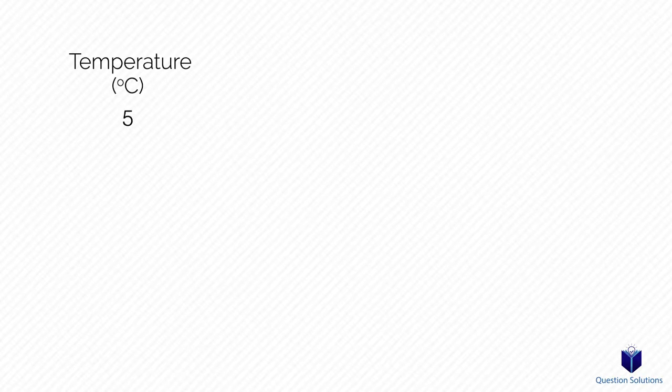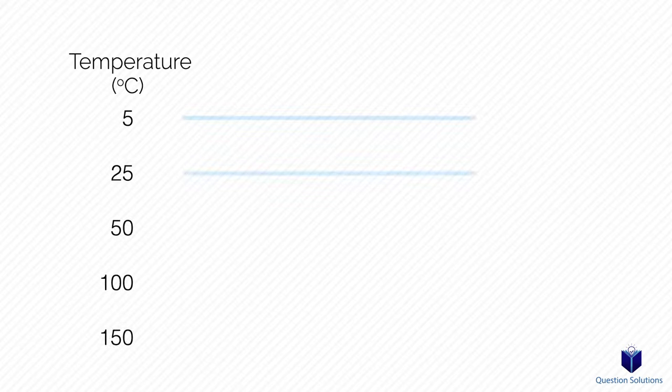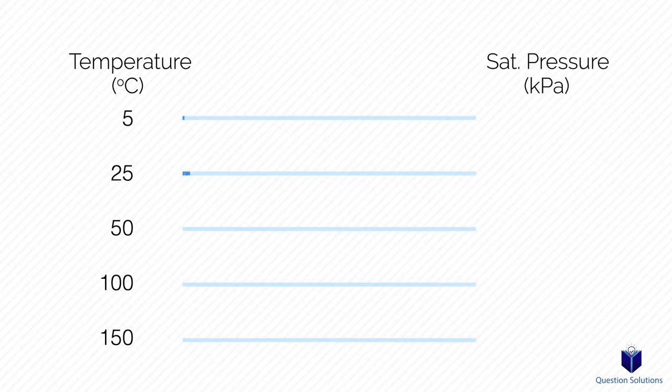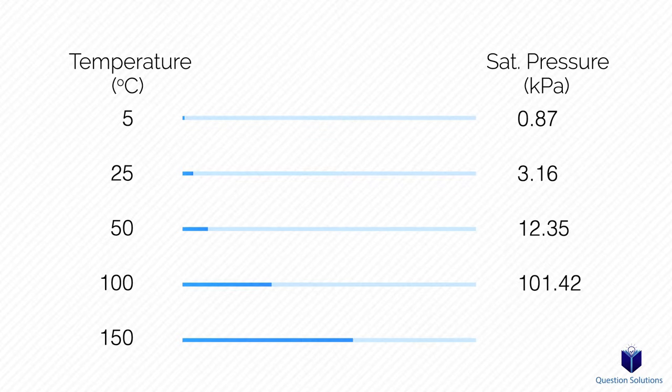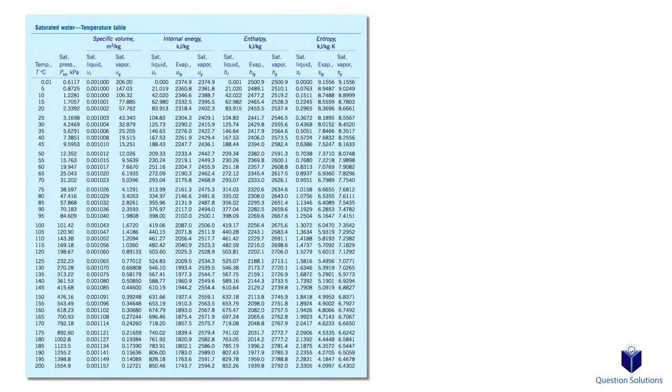If we change the pressure to different amounts, the temperature at which a pure substance changes phases is called the saturation temperature. The opposite of this is when we change the temperature and a pure substance changes phases at a specific pressure. This pressure is called saturation pressure. These values are listed on tables for different pure substances. They are called property tables.